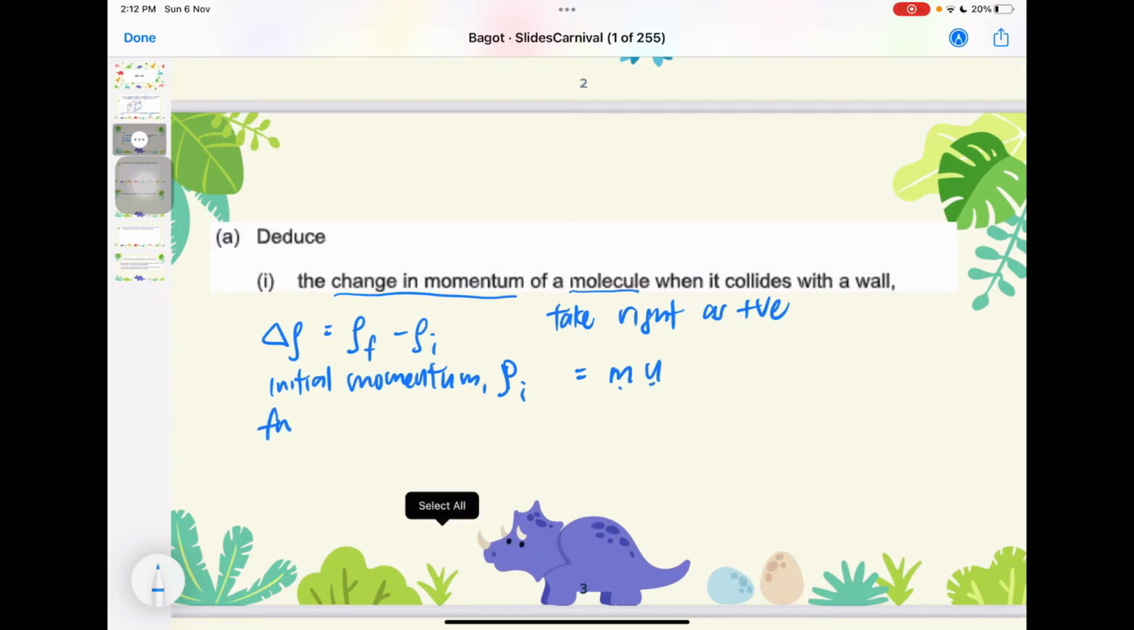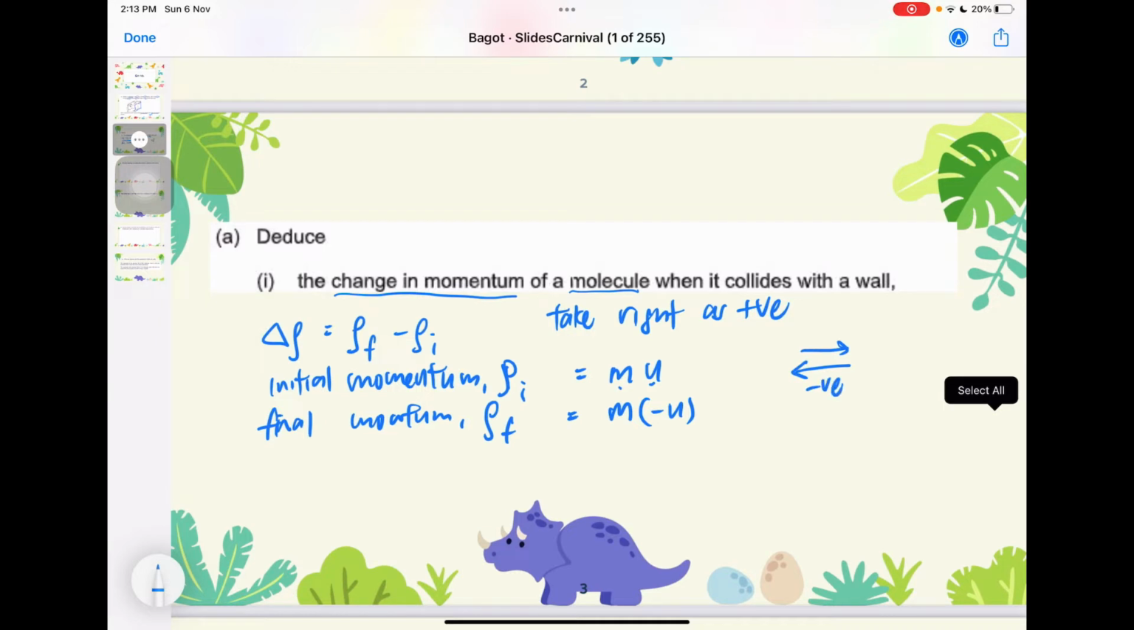Then the final momentum will be equal to m negative u, right? Because it travels like this, then it bounces off and becomes the negative direction. So the change in momentum will be final minus initial, negative mu minus mu, which is negative 2mu. So this is the change in momentum.